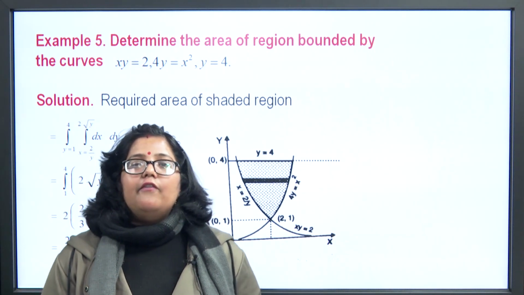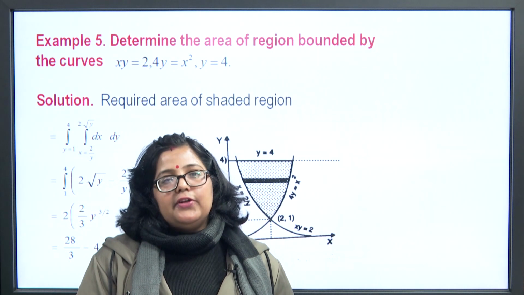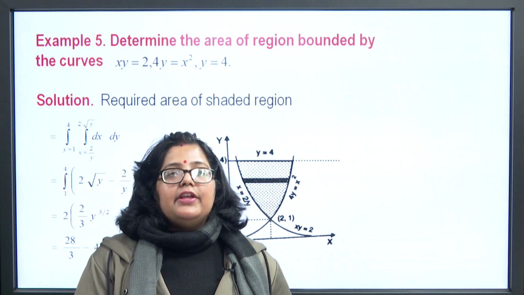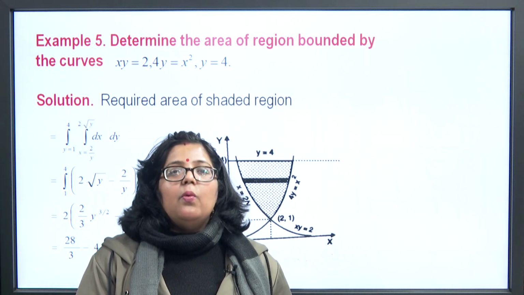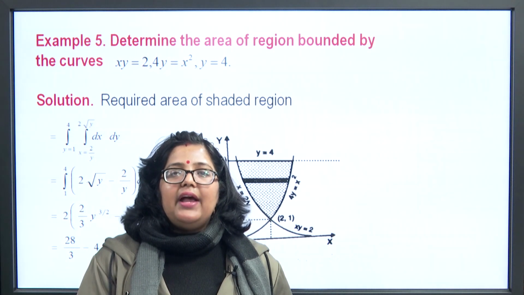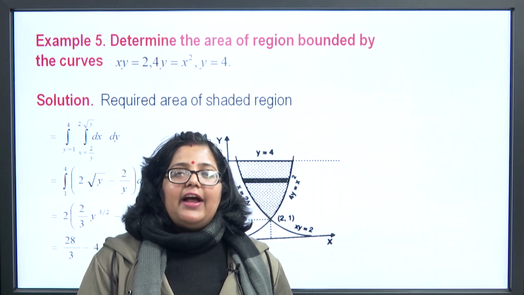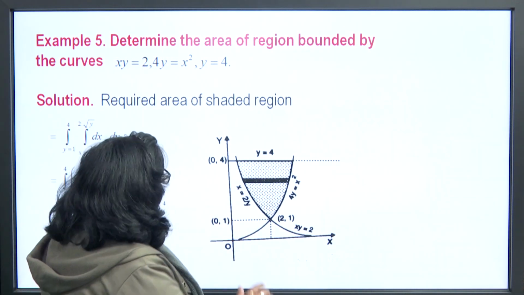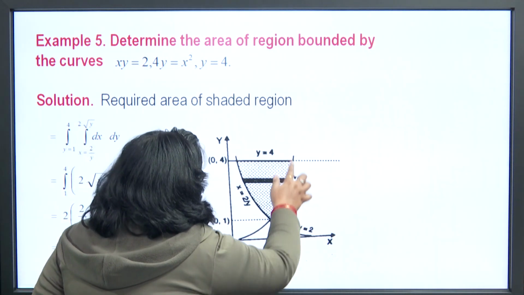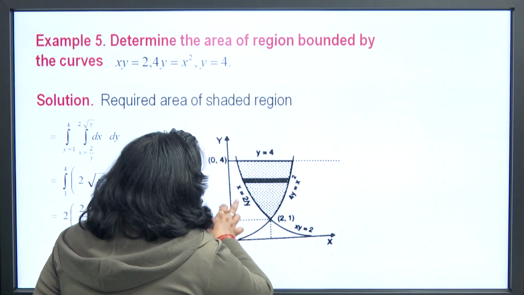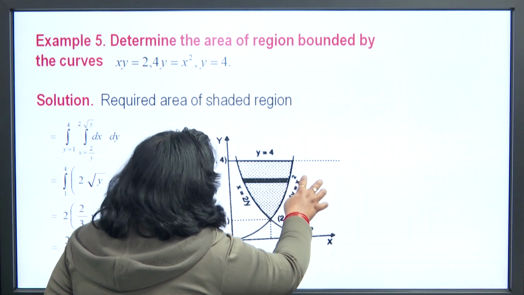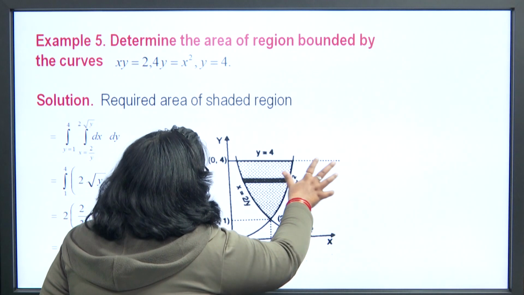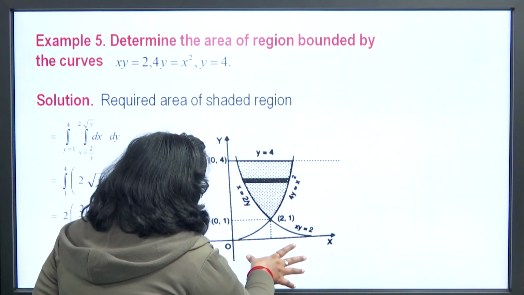Determine the area of the region bounded by the curves. Here the curves are xy is equal to 2, 4y is equal to x square, and y is equal to 4. To integrate, we draw the strip. The curves are x equal to 2 by y, x square equal to 4y, and y equal to 4, which is parallel to the x axis.